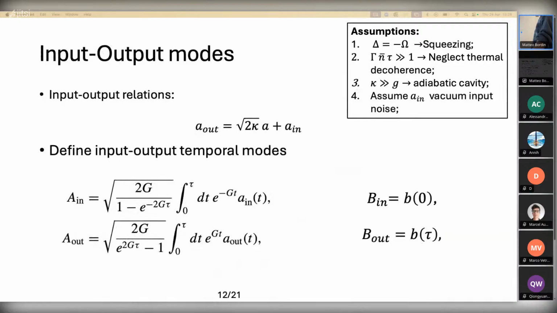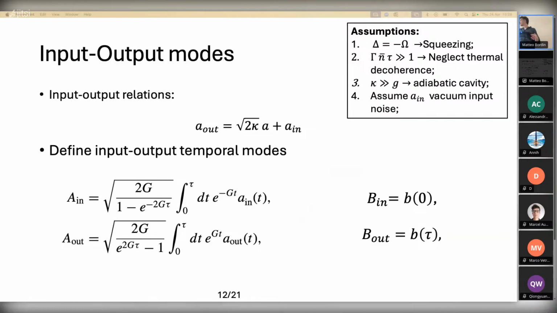Now, very quickly, these are the input-output relations. Since the cavity is basically enslaved to the mechanical state, the intuition is that it is just following the mechanical motion. What we want to achieve now is eliminating the cavity and looking only at the correlation between input, output and the mechanical mode. We do this through input-output theory.